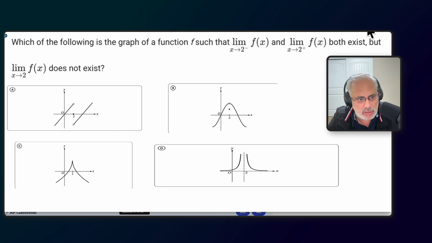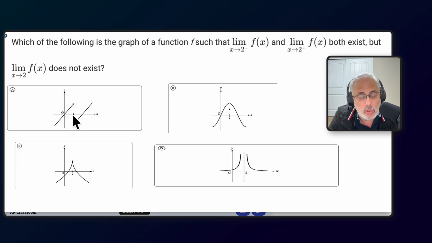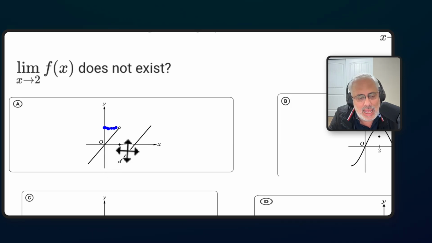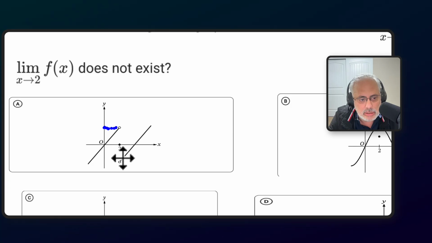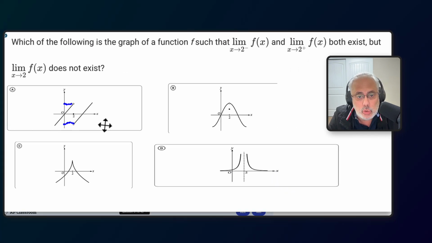I want you to check here the first choice, A. It's important because students usually get confused with this type of question, but they're super easy. So this is the point x equal 2. We notice that when we approach 2 from the left, the limit is kind of over here, and that value is positive. And when we approach 2 from the right, the limit is approaching a negative value. So the problem is not what is going on at x equal 2.